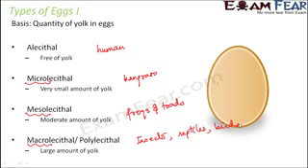So this was pretty simple. No yolk, alecithal; less, micro; medium, meso; huge, that's macro. So that was a pretty simple classification of eggs. Now eggs can also be classified into four more types based on the distribution of yolk in the eggs, like how the yolk is distributed in the egg, whether it is present uniformly throughout or concentrated towards one portion of the egg.